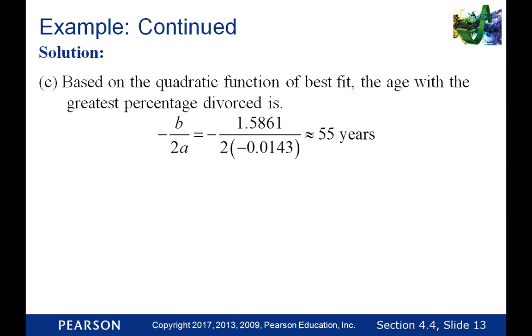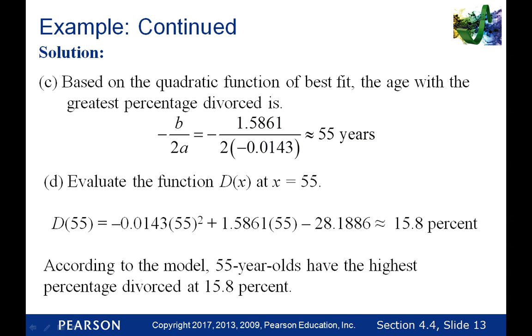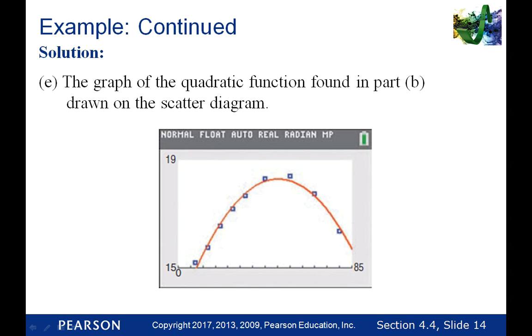We get 55 for the X value. Plug that in, we get the Y value. 55 years is the age for the greatest percentage from our data that we had. And then the Y value, the percentage, was 15.8% at that age based on our equation. I'm not saying that's perfect data, but that's the trend of what's going on there. So we're finding those things based on that value.